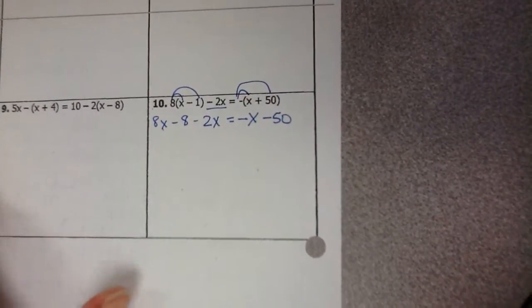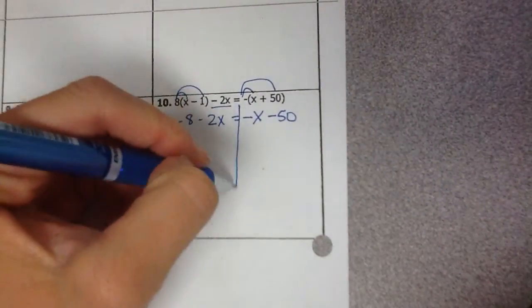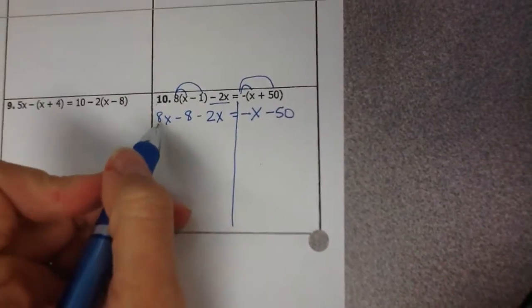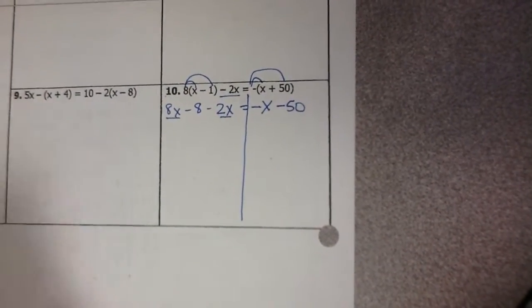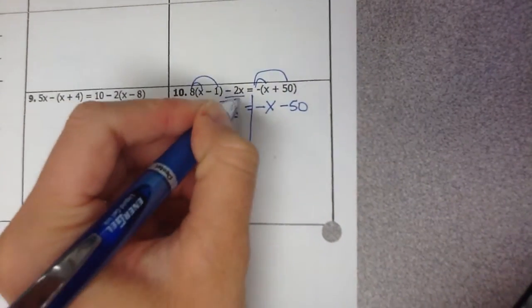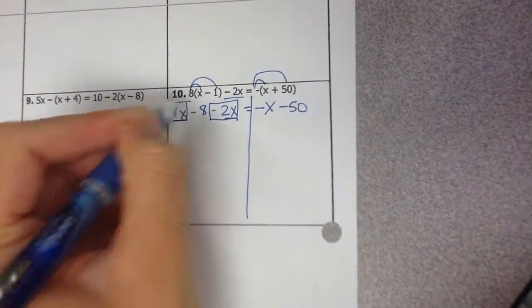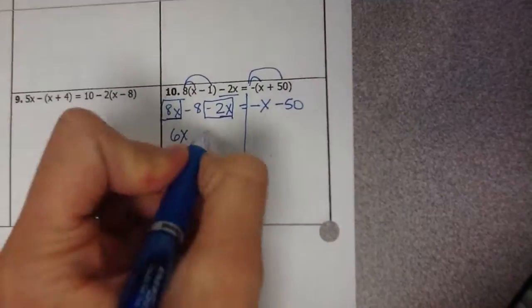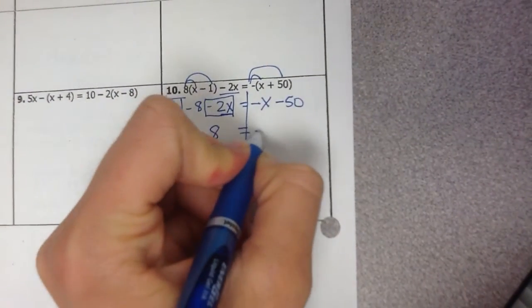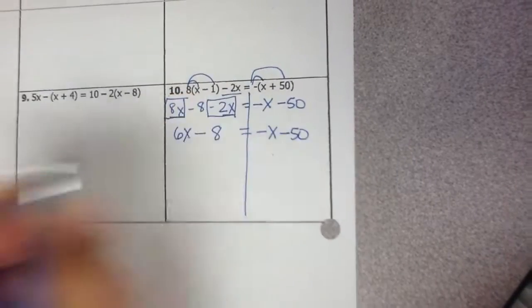Now, before I start solving, remember we don't cross the river, but I have 8x and 2x on the same side of the river, the same side of the equation. And it's actually a minus 2x. So positive 8x and minus 2x, those combine to make 6x. Minus 8 equals minus x minus 50.